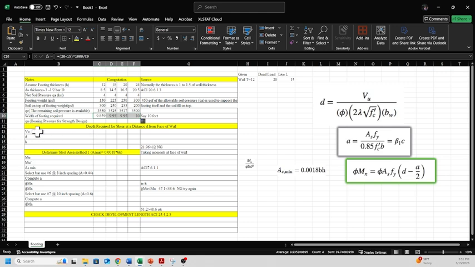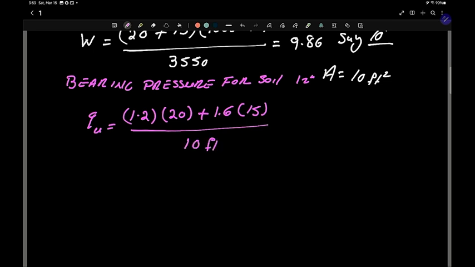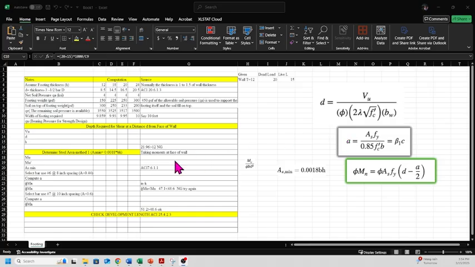Next, we're going to calculate the bearing pressure. QU is equal 1.2 times dead load 20 plus 1.6 times live load of 15, and then divide that by 10 feet square, and that will give us 4.8 KSF. Back to Excel, just put 4.8 all the way across here. 4.8 and go across.